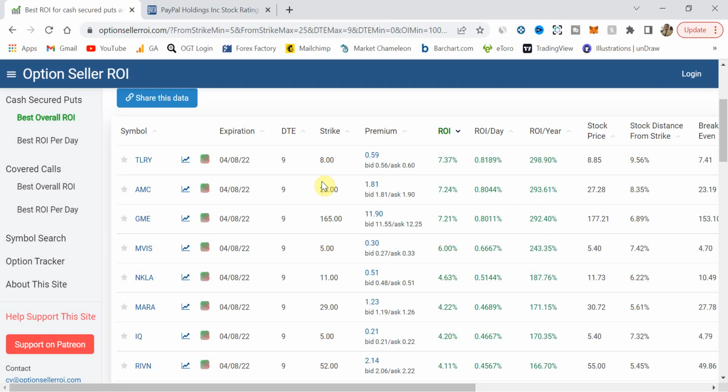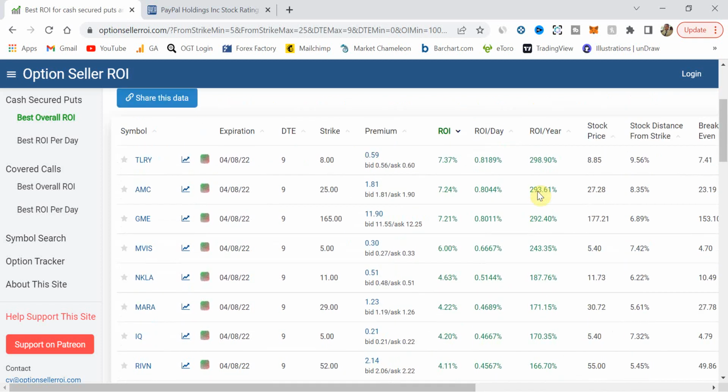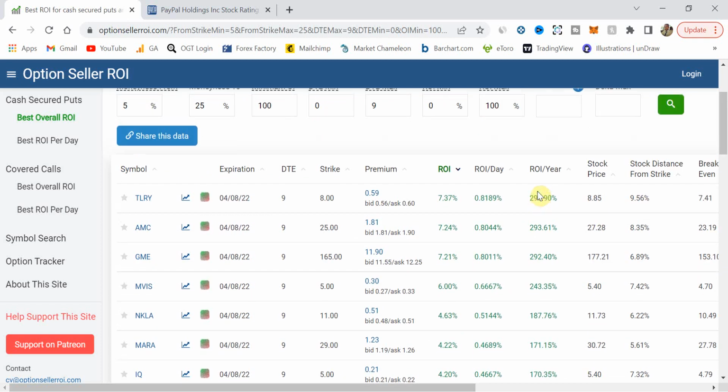Three and a half, you annualize that. Well, let's annualize. You can look at it over here. 3.5% is still 142% a year if you manage to find those types of trades every single week. So that's what I'm saying is how best to use this.